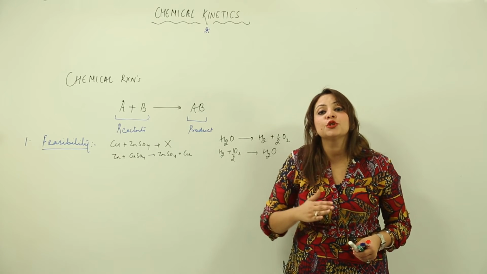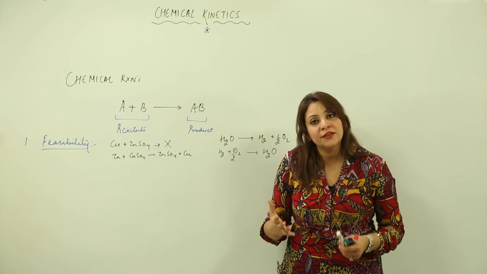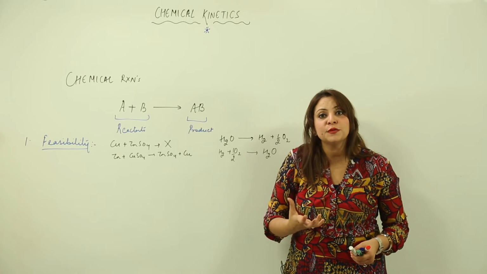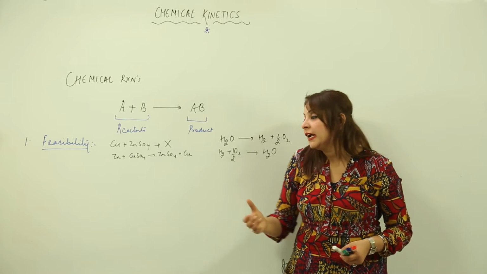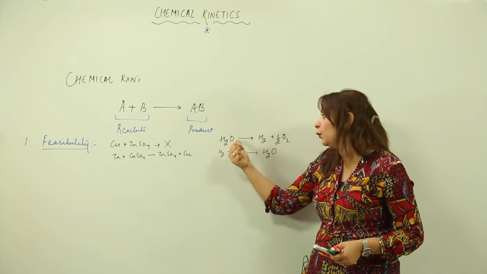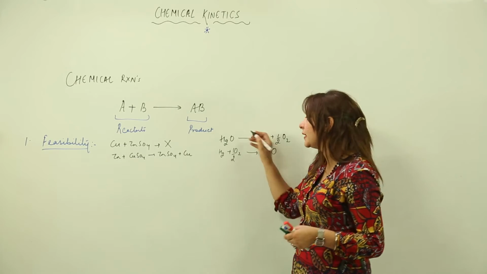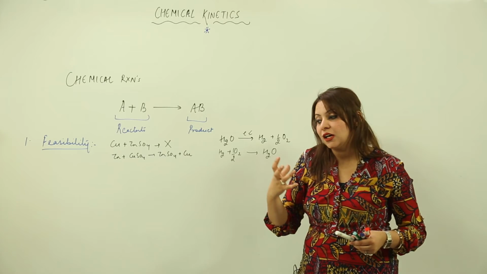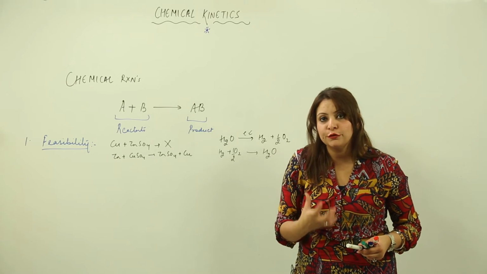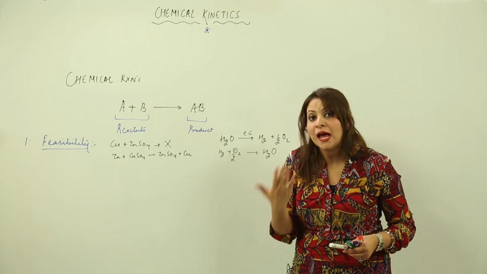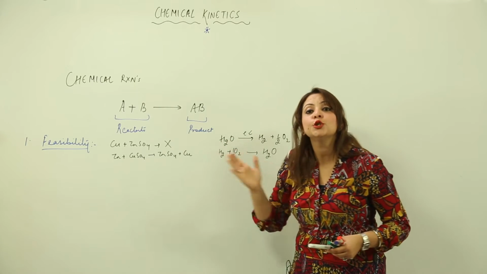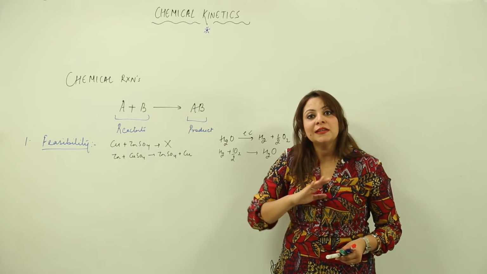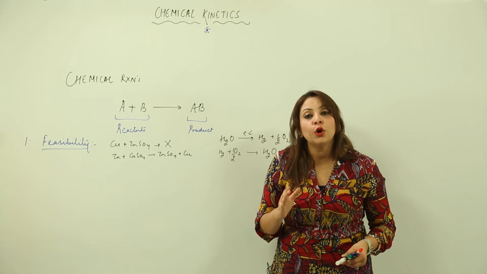That means the reaction is not going to occur by itself under the given set of conditions. You have to supply it some energy from a source, and only then can the reaction happen. Like in this case, if we want to break water into its components, we have to pass an electric current, right? So the electric current is the external source of energy which makes the reaction happen. Otherwise this reaction is non-spontaneous, it is not feasible. If you don't supply it with energy, nothing is going to happen. That means the reaction is not feasible.